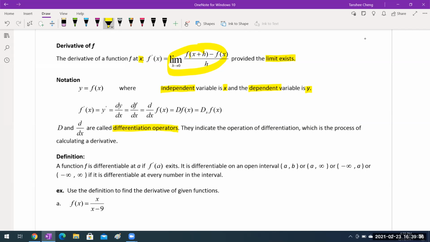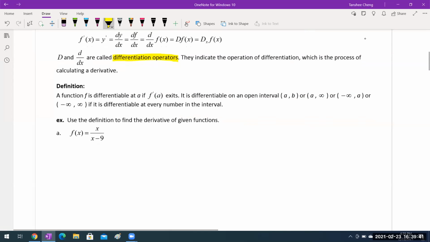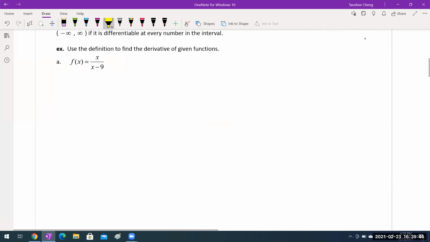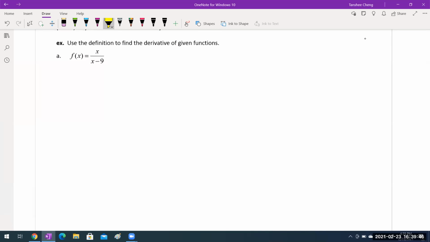So the very first example that we're going to do is taking the derivative of a function, right? And we want to use the definition. So you notice I use the definition to find the derivative of the given function. So when we compute this, that will be f prime of x. That is basically the limit as h approaches 0 of f of x plus h minus f of x all over h.